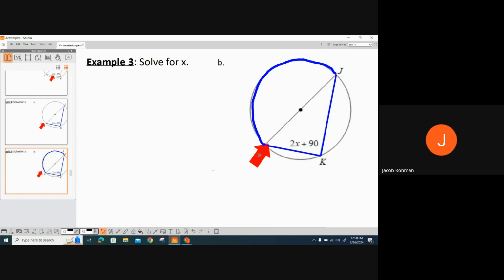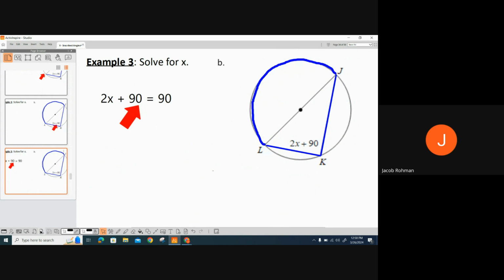And we also know that the inscribed angle here of LKJ is half of the arc that it intersects. So here the arc is 180, so we know that this angle here has to be equal to 90 degrees. So we can set 2x plus 90 equal to 90, which I've shown here with the equation. Now again, this is a coincidence because 90 is equal to 90 here.